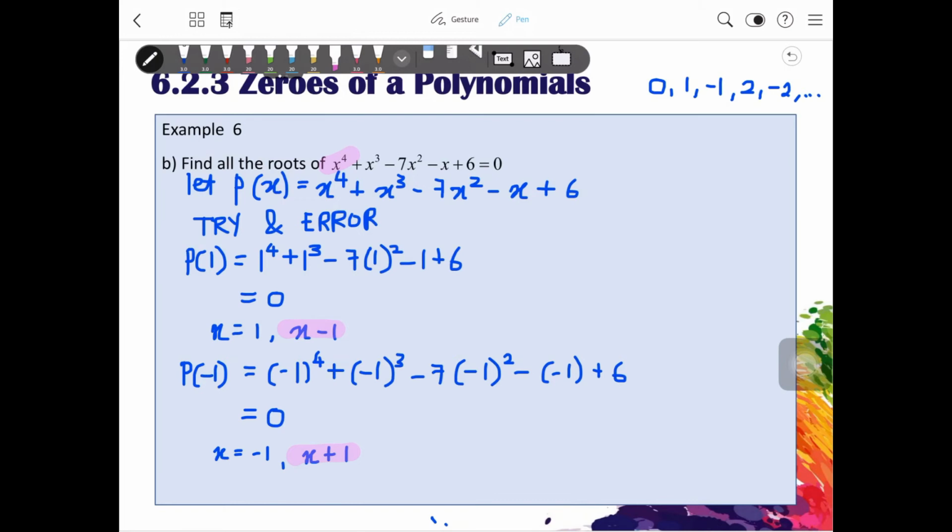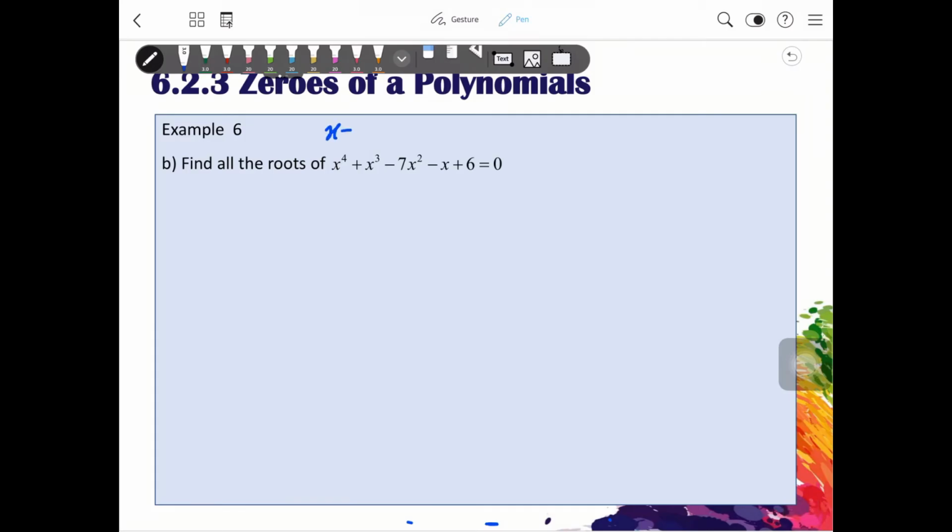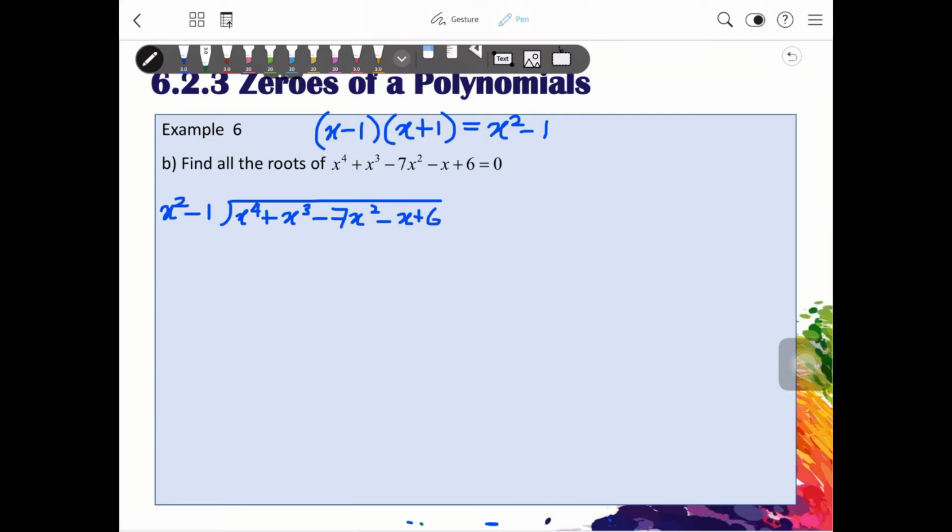So now what we're going to do is long division. We will have x minus 1 and x plus 1 as our divisor. If you expand this, you will get x squared minus 1. Draw a line, and then x to the power of 4 plus x cubed minus 7x squared minus x plus 6, and then our divisor here. So we will do long division. To make x to the power of 4 disappear, we'll multiply by x squared. So x to the power of 4 minus x squared. Put a minus with the bracket.